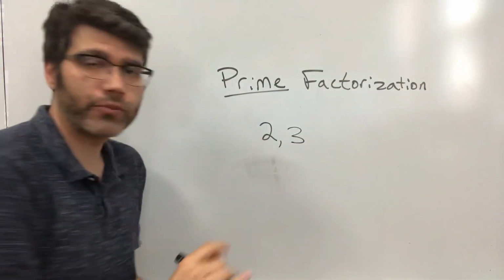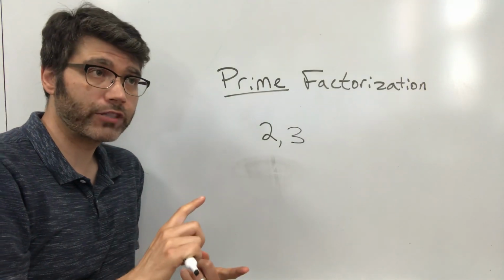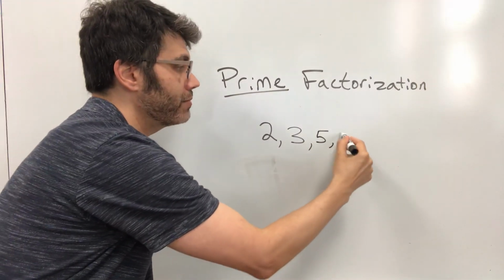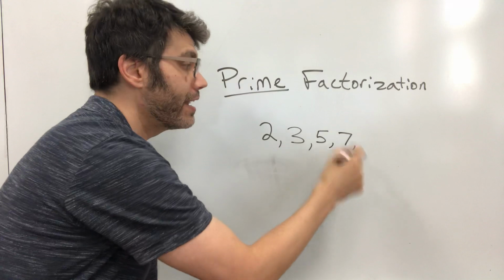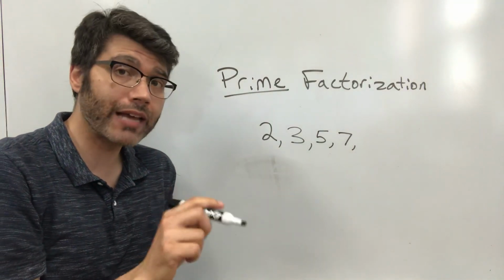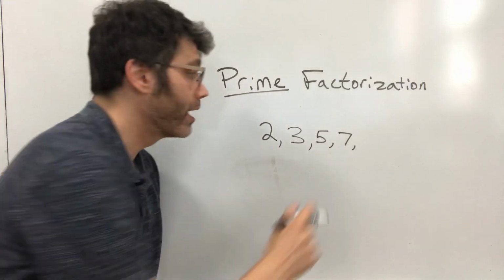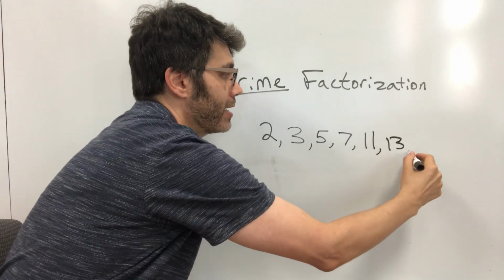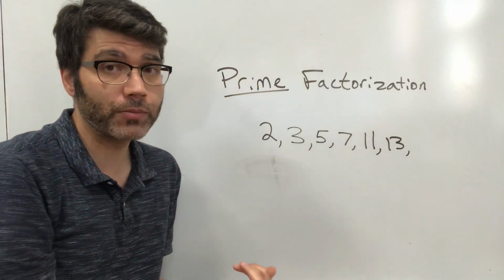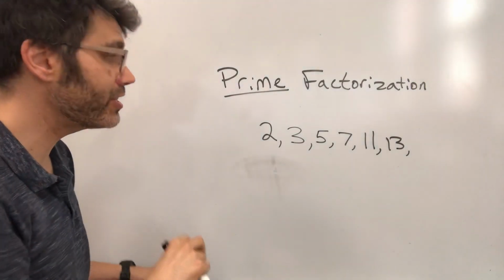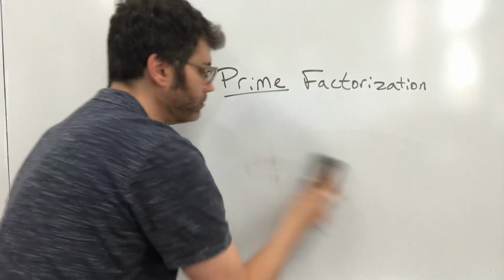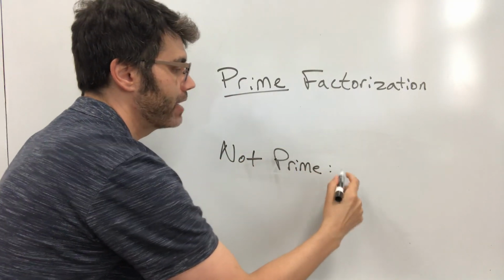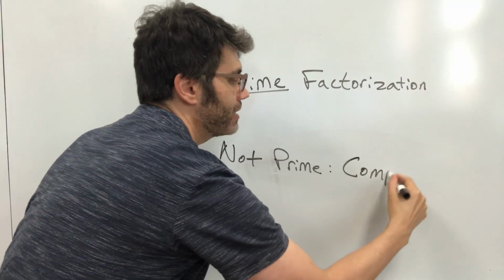Is 3 prime? 3 is greater than 1. It's only divisible by 1 and 3. So 3 is prime, 4 is not, 5 is prime, 7 is prime, 8 is not prime, it's even. 9 is not prime either because 9 is divisible by 3. How about 10? That's even. 11 is prime. 13 is prime. 15, not prime. It's divisible by 3 and also 5.